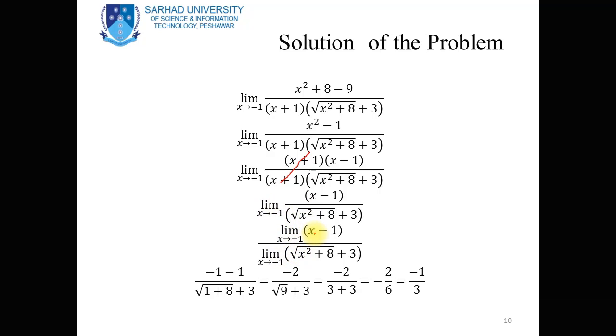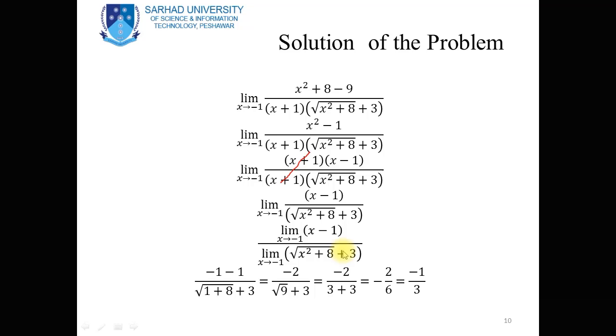So putting x is equal to minus 1 for the x minus 1, and putting x is equal to minus 1 for the function under root x square plus 8 plus 3. Now minus 1, and in the denominator putting x is equal to minus 1. Minus 1 square means 1 plus 8 under root, plus 3. Minus 1 minus 2 divided by 9 under root means 3. 3 plus 3 is equal to 6, and minus 2 by 6 gives minus 1 over 3.